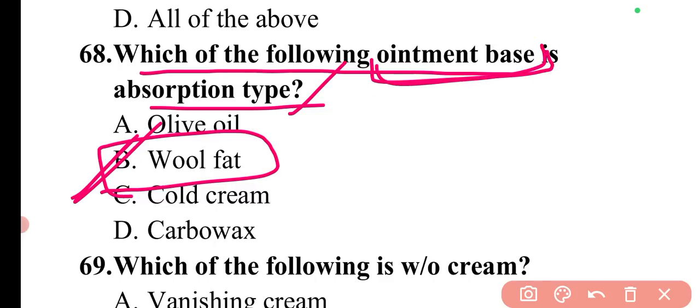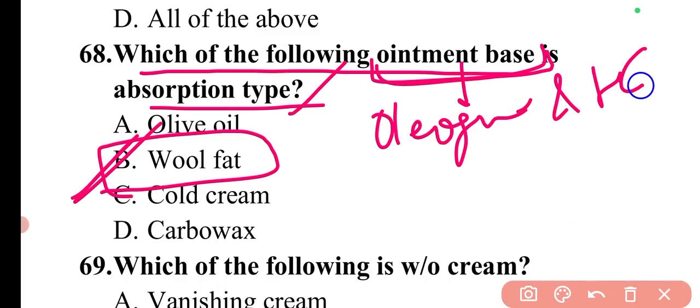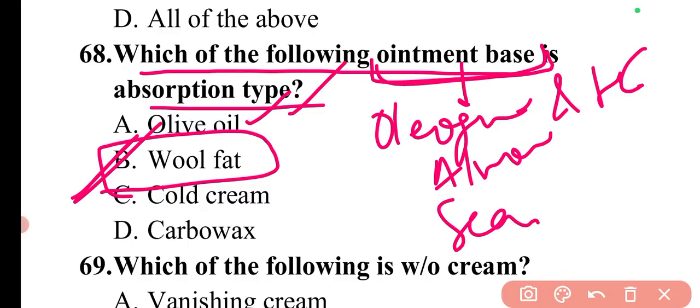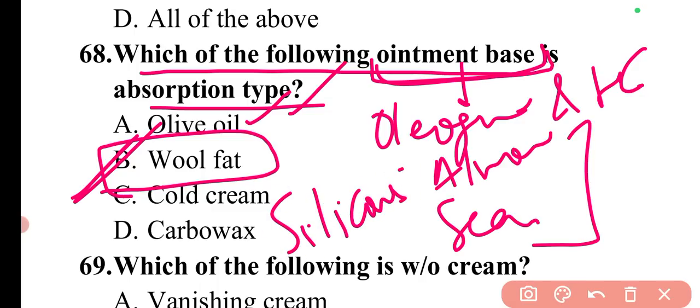Ointment bases have a similar kind of classification, with similar types of examples, so that we can easily remember. The first one is oleaginous bases, oleaginous and hydrocarbon bases, in which different oils will be there. For example, olive oil, almond oil, sesame oil, and several other oils like cottonseed oil you can easily find. These oils are the natural oleaginous bases. There are also silicones, which are the synthetic oleaginous bases.